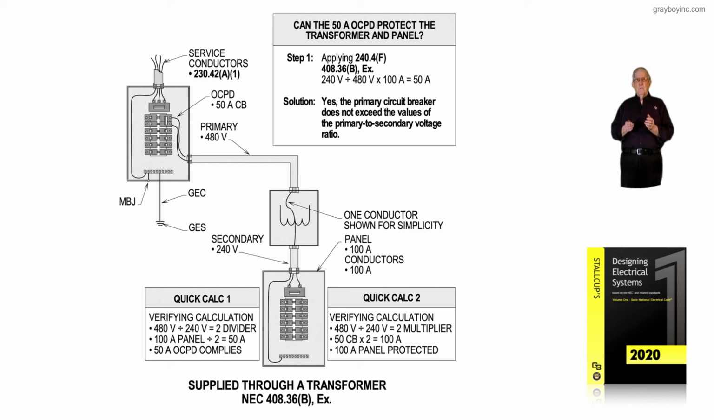So what we're doing is taking primary to secondary voltage ratio and determining the value rating of the overcurrent device in the panel board, as well as the overcurrent device in the service equipment. And then we'll get into these requirements in more detail as we go through this presentation, based upon which chapter deals with what subject. So figure 7-18 deals with supplying a panel board through a transformer in accordance with NEC 408.36(B) exception.